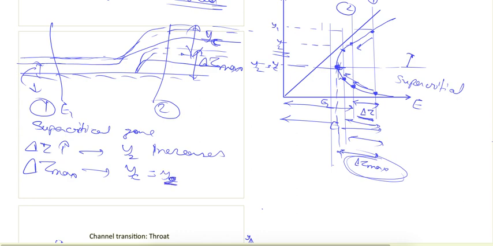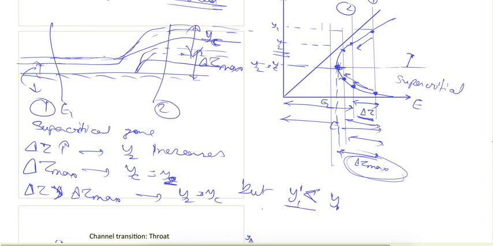And if we further want to increase the height of the hump, what will happen? This y2 will still be equal to yc, but y1 will be less than what y1 was before, or we can say y1 dash, which is the decreased depth, it will be less than the depth which was there before.